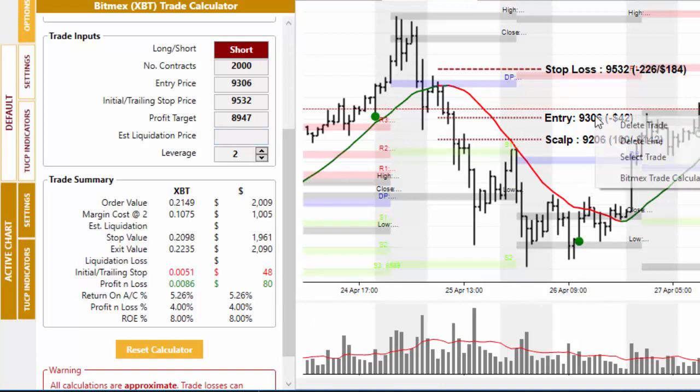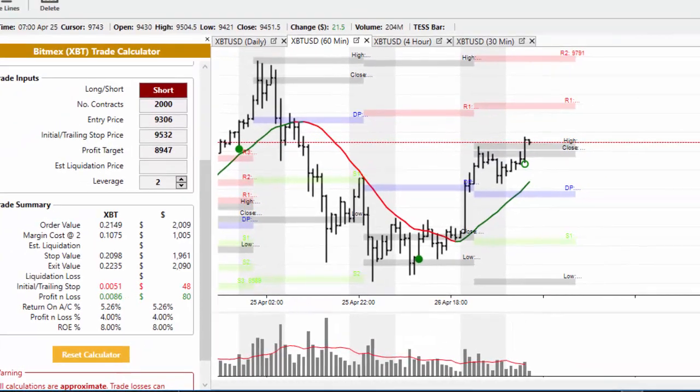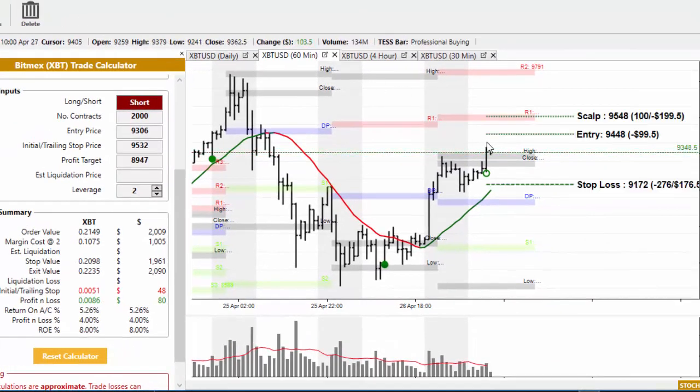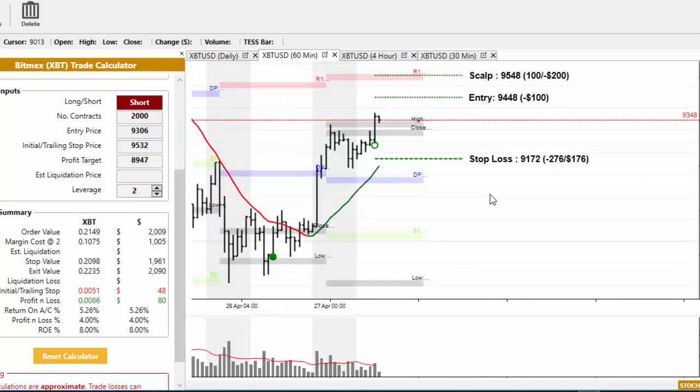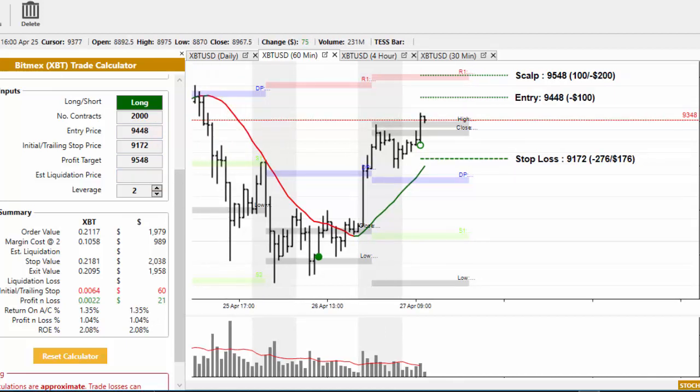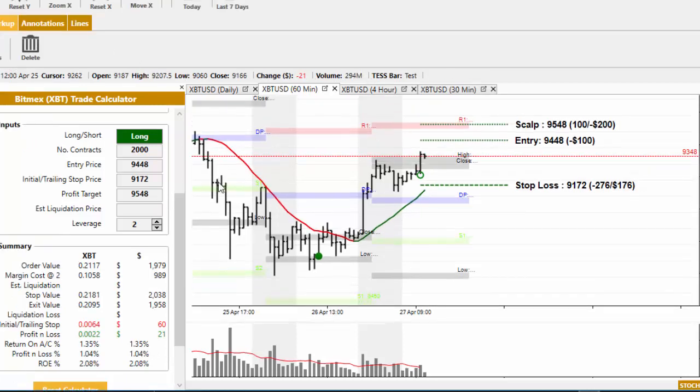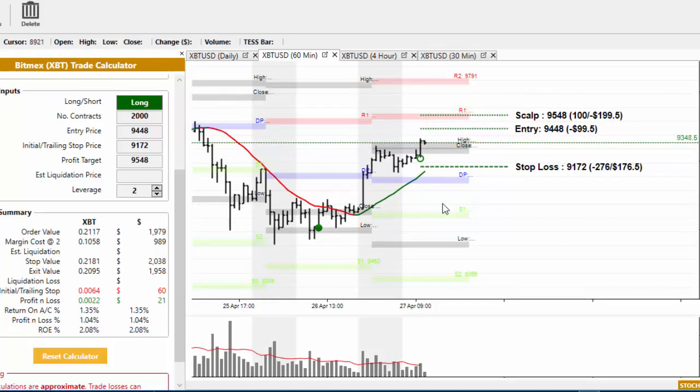So for example, we've got a potential trade here. Just going to mark it up, and because we're trading in a 60-minute time frame, we get plenty of time to actually mark this trade up. So I can right click again, Bitmex trade calculator, everything's done for me, and all I need to do now is just play around with the figures if I want to, and say, well, okay, the first profit target is the scalp. I always call that the first profit target. This allows you to then consider moving the stop up to reduce your initial risk.